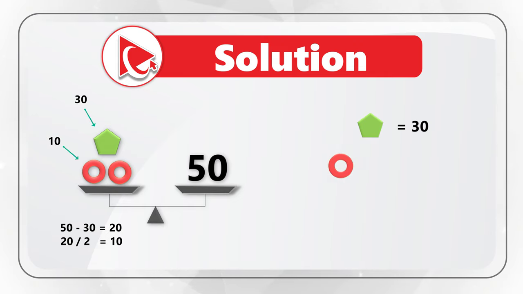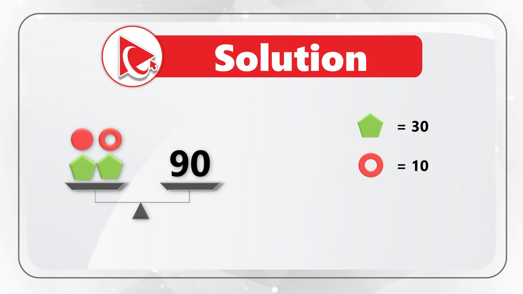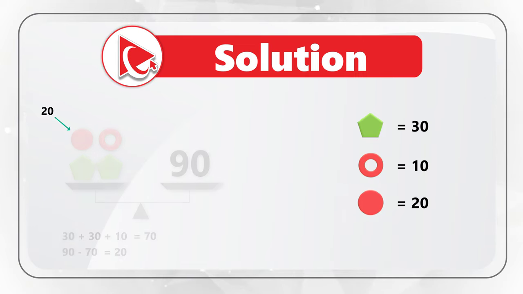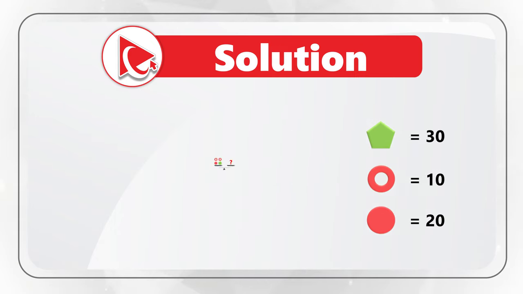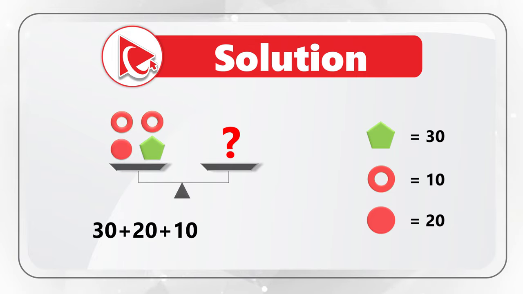On the next scale, we have 2 pentagons, 1 circle, and 1 bagel, and the combination of the shapes equals 90. Let's do the math. 30 plus 30, which is the value of 2 pentagons, plus 10 equals 70, which means that the circle equals 90 minus 70, which equals 20. Now we know the values of all the shapes. Pentagon equals 30, bagel equals 10, and circle equals 20, and we can calculate the missing number. 30 plus 20 plus 10 plus 10 equals 70, which means the correct answer is choice C, 70.